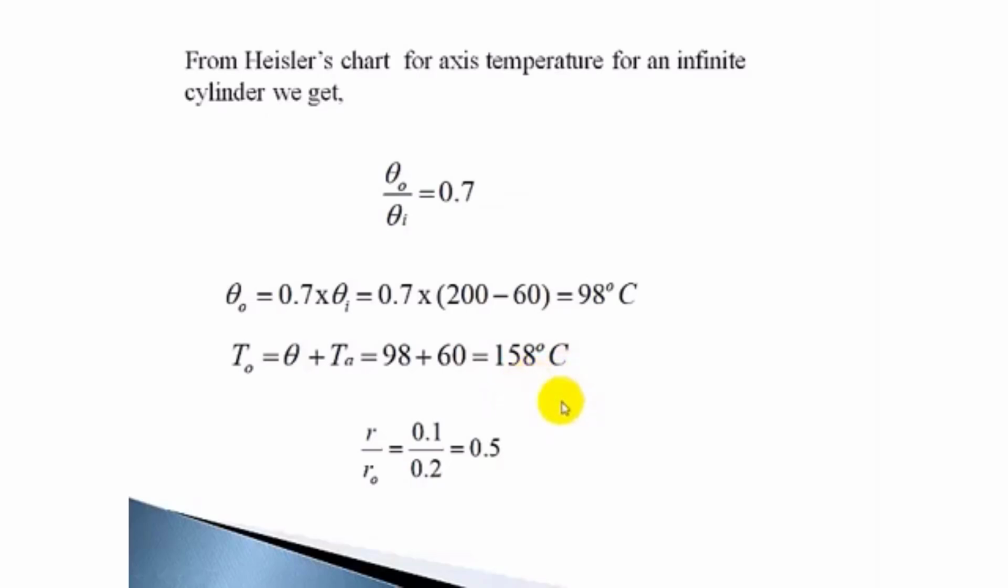Okay. Now at the end of 5 minutes, you have to find the temperature at the radius 100 mm. For that you need to find the position. R is the radius at which temperature is required, so you need to find R by R naught. R is 100 mm, that means 0.1 meter, and R naught is 200 mm, that is 0.2 meter. So the ratio is 0.5. This is required to read the next chart, R by R naught.